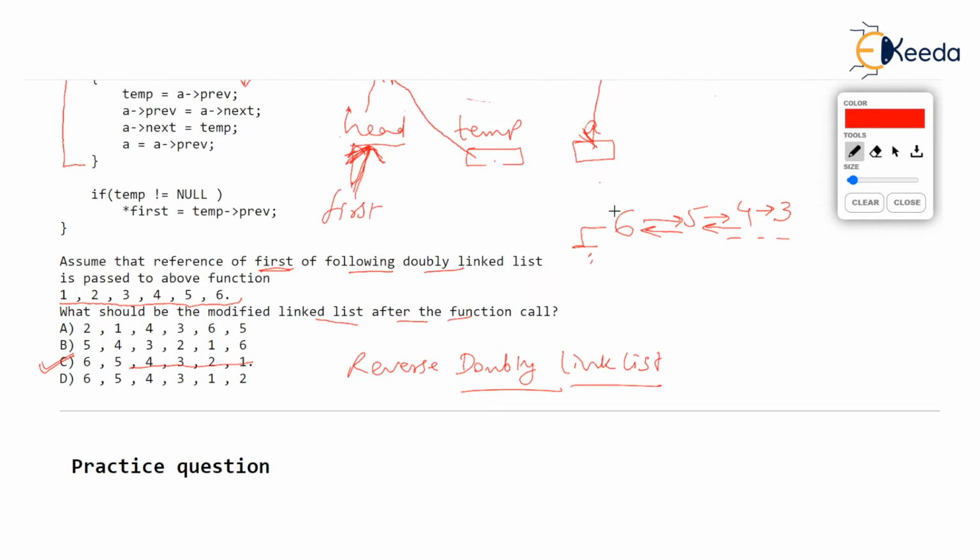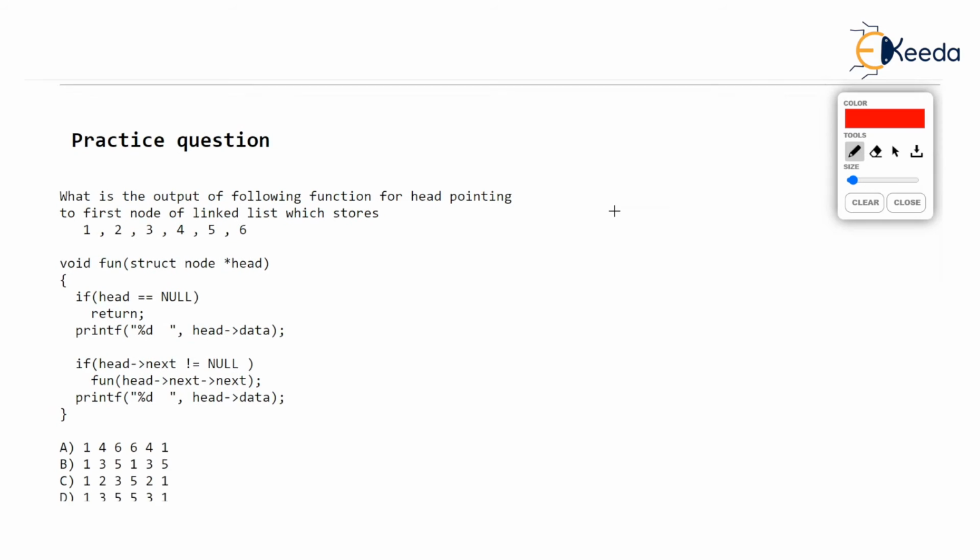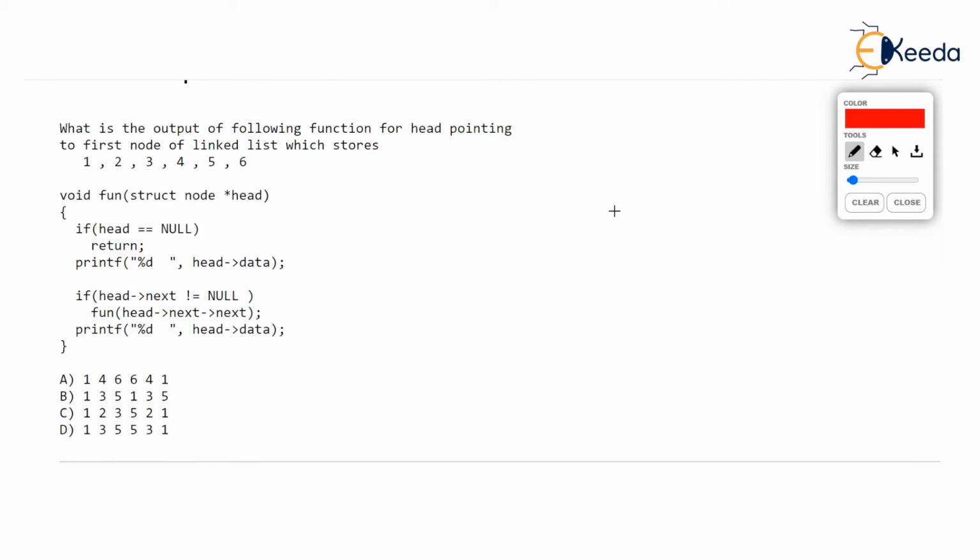Here is another practice question. What is the output of the following function for head pointing to the first node of the linked list? Now the linked list is storing 1, 2, 3, 4, 5, 6 again. So let's say we have a singly linked list. If not given, you assume it is a singly linked list. In this, nothing was told about the type of list, so you assume it is singly linked.